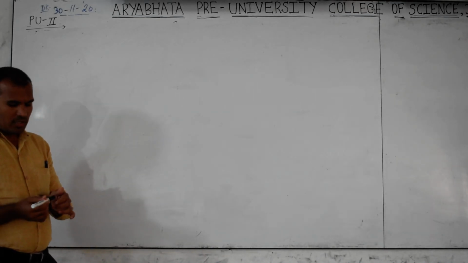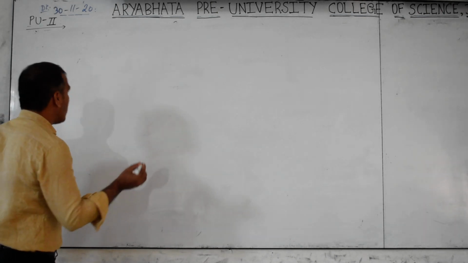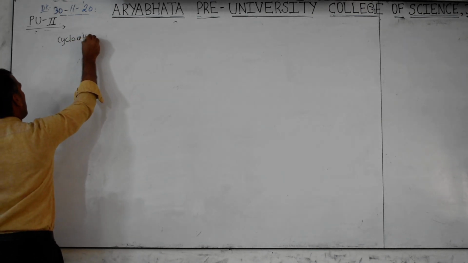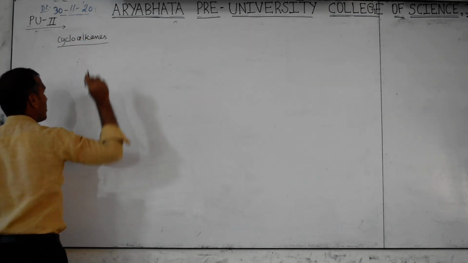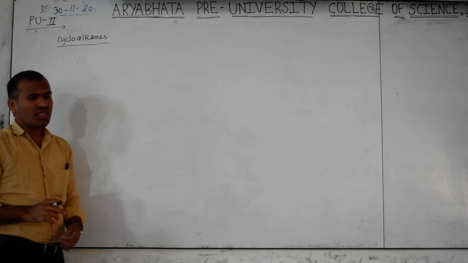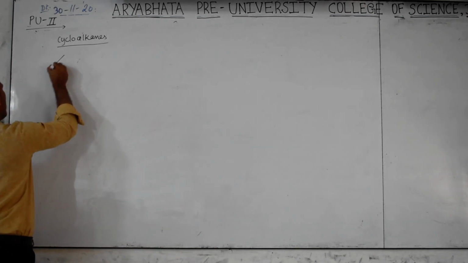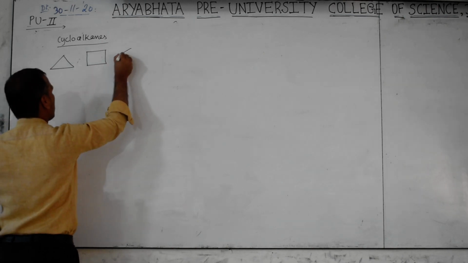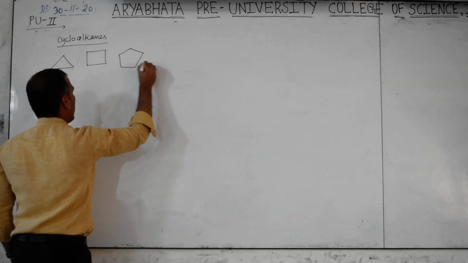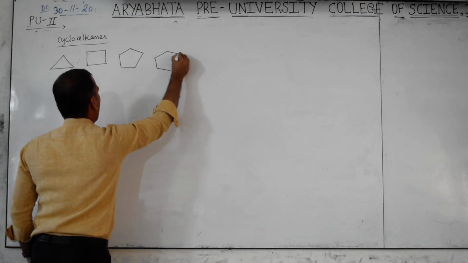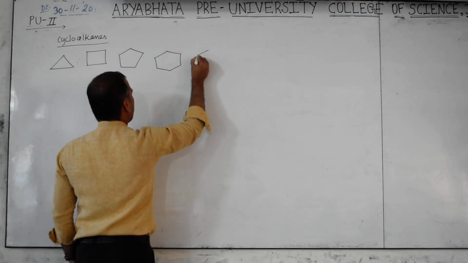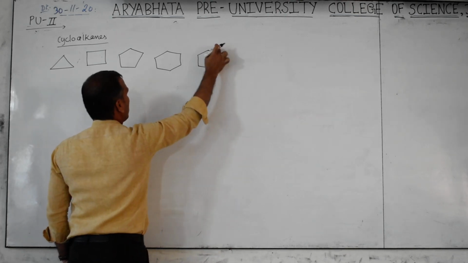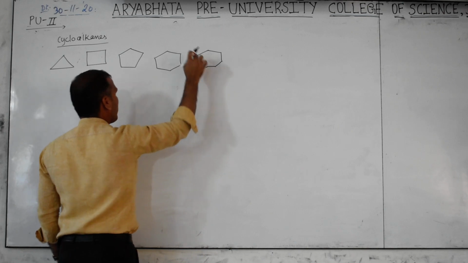Today I am discussing cycloalkanes conformations. First, we know that this is cyclopropane, cyclobutane, cyclopentane, cyclohexane, and cycloheptane: 1, 2, 3, 4, 5, 6, 7.